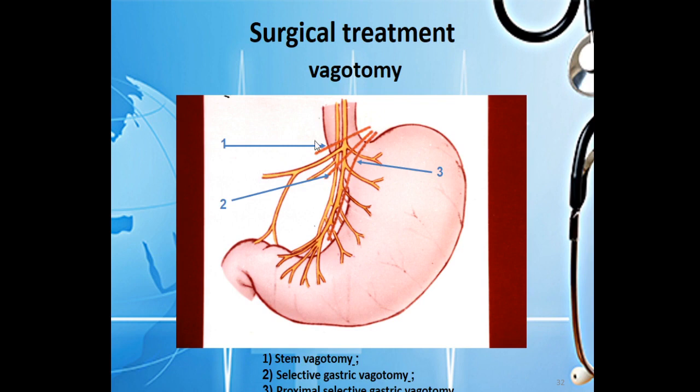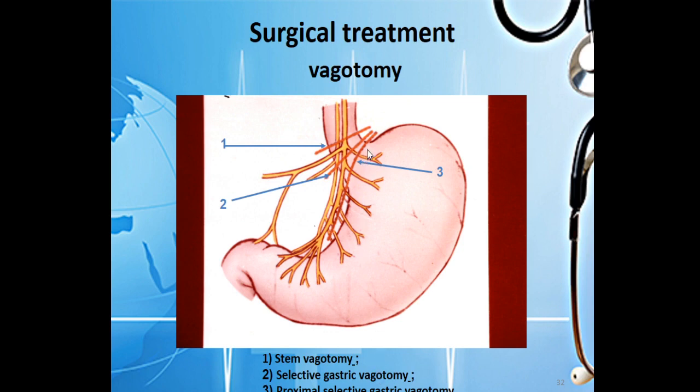So stem vagotomy. There is a very big advantage of stem vagotomy. It's very easy and minimally traumatic. The disadvantage is that it's not functional. It leads to disturbances of the stomach, and to disturbances of the liver and pancreas. So, second operation name, selective gastric vagotomy.